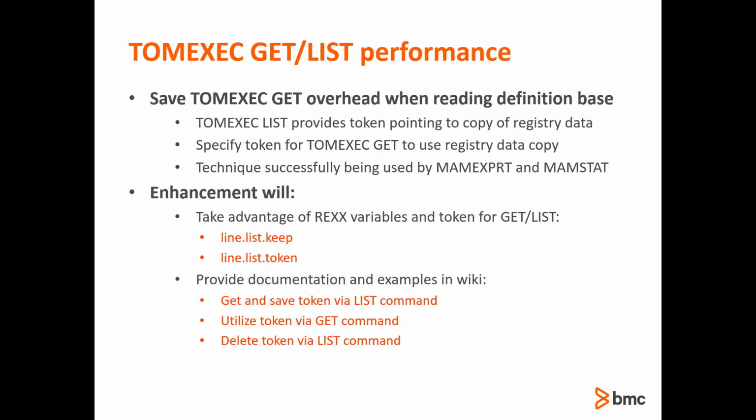This enhancement changes TOMEXEC list to create a copy of registry data and a token pointing to that data. The token and registry data copy can be used by TOMEXEC GET instead of accessing the registry, thus saving system resources. When finished with the copy of registry data pointed to by the token, issue the TOMEXEC list again to delete the copy and the token. The enhancement has been externalized in version 8.3 along with updates to the documentation and examples in the wiki.